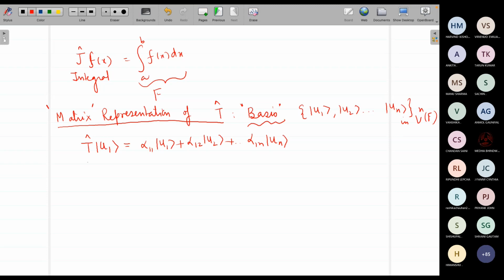So I can write down, what about T of U2? I can write this as alpha 2 1 U1 plus alpha 2 2 U2 plus so on and so forth. What about this T of Un? Alpha n1.